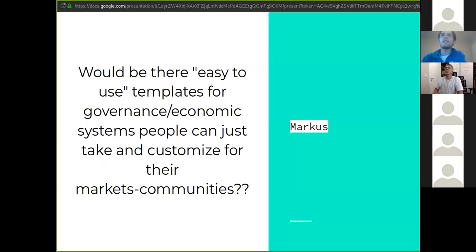Okay. Following on. The next question is, would there be easy to use templates for governance and economic systems people can just take and customize for their markets and communities? And I surely expect that yes, we will reach that point in time. We have some of that already, and we're trying to build on that with the augmented bonding curve and the conviction voting mechanism, the three-sided market models, things that are in the GitHub repos, like the cadCAD tutorials and the Commons Stack repos.